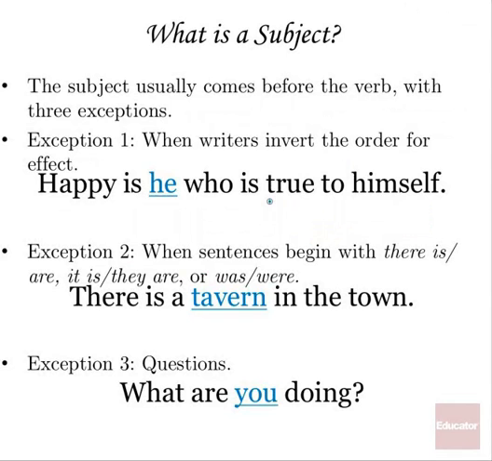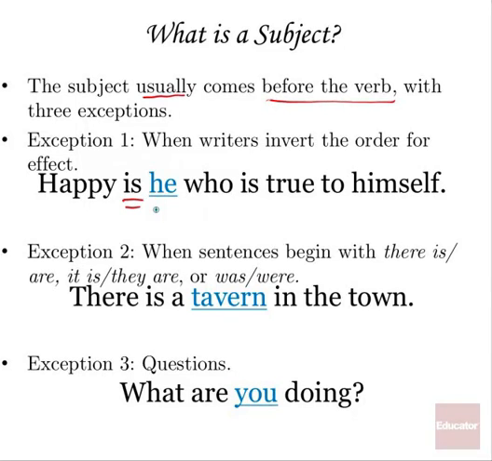Now, the subject usually, note that word usually, comes before the verb, with three exceptions. The first exception is when writers invert the order for effect. Basically, writers like to show off. Sometimes they like to show off using slightly more archaic forms of English, so they may invert the order just to get your attention. As an example, the sentence, happy is he who is true to himself.